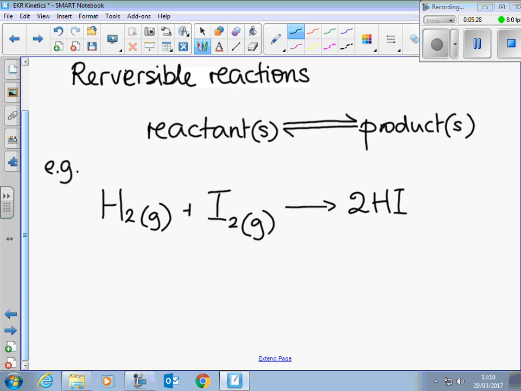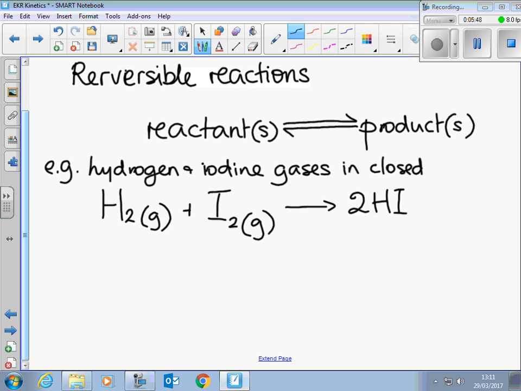But the situation here is that if you've got this in a closed container, I should put in here, shouldn't I really, hydrogen and iodine gases in closed vessel, I'll say, rather than container, because that sounds like you could just put them in a box.